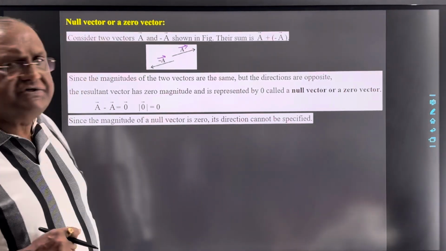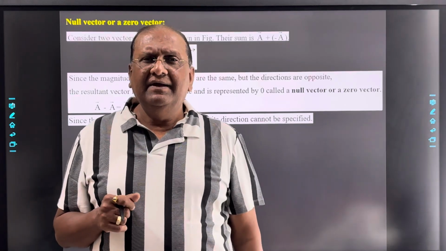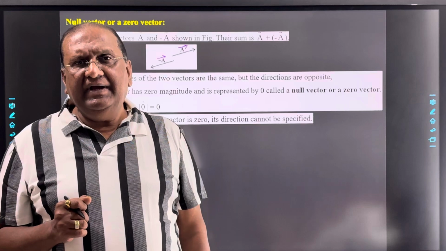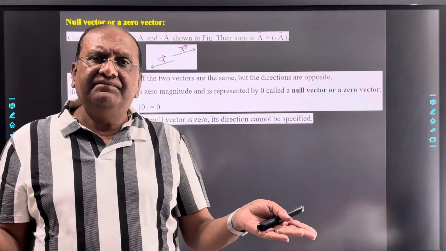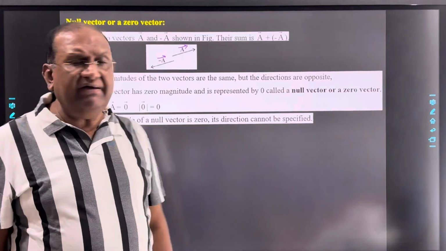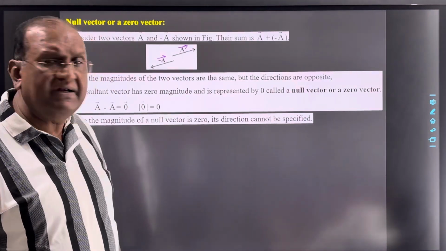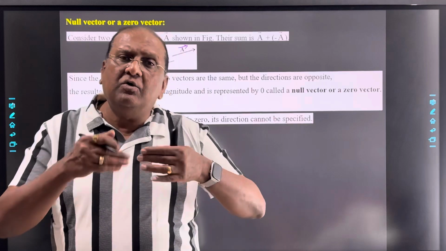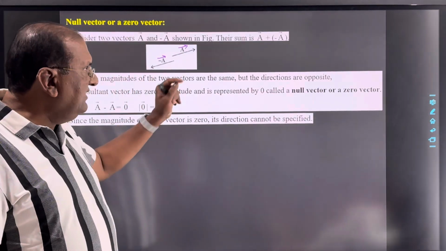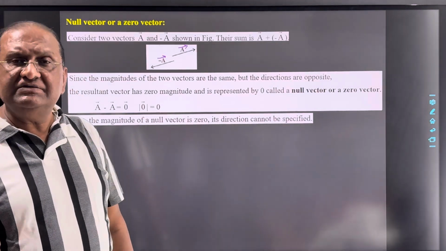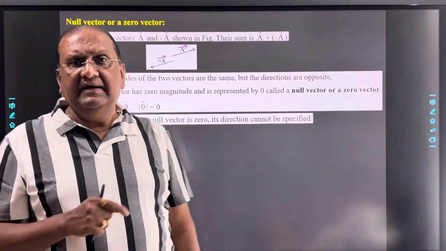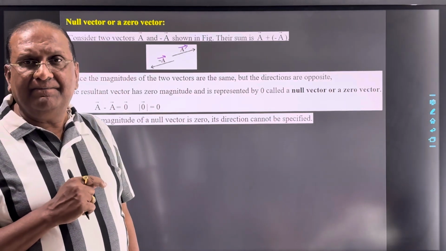Now a simple question arises in our mind. When we say its magnitude is 0 and its direction we can't define, then what is the use of this? Why do we consider this type of null vector, or think about the concept of this? Because as far as physics is concerned, this thing is very important.